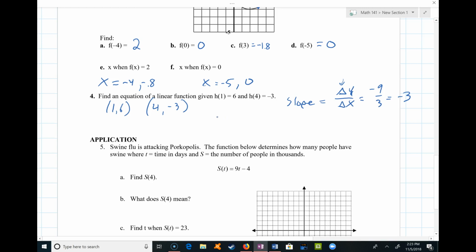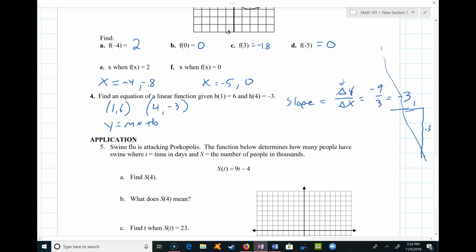There's a couple of different ways to write the equation of a line. Most of you probably remember y equals mx plus b. And that -3, of course, is the m, because that's slope. And the b is the y-intercept, which we don't have, but we could certainly find it. This says that every time I go to the right one, I go down 3. So if I was to go to the left one, I would go up 3. That makes sense. It gives you the same thing.